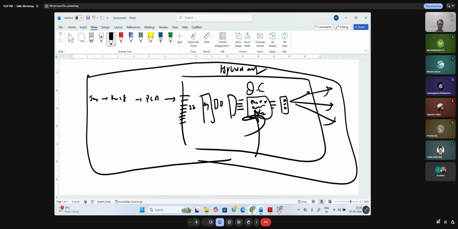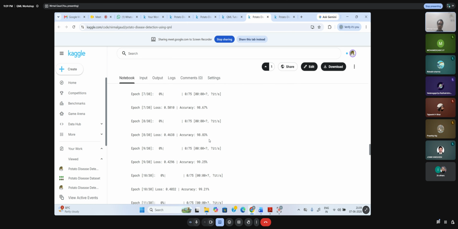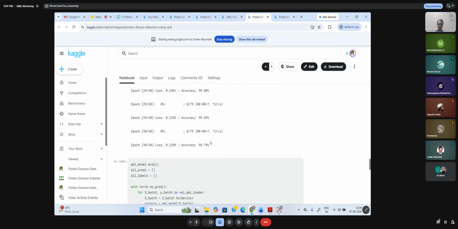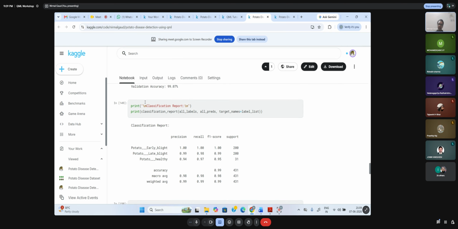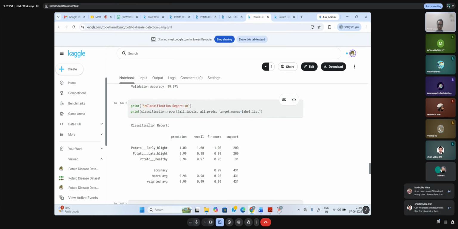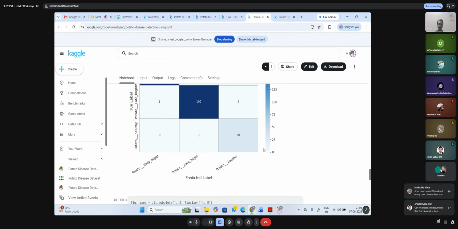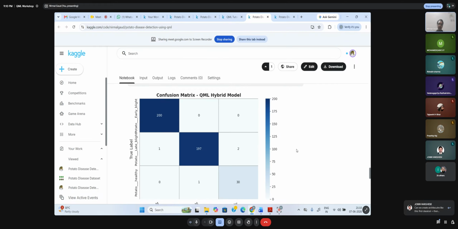All right, fine. So therefore, you can see the results that I got, and it will not take much time for training. 99% achieved. Here's the confusion matrix and classification report. This is the classification report. Here's the confusion matrix for the quantum hybrid model. Alright. So you prepared a quantum hybrid model.